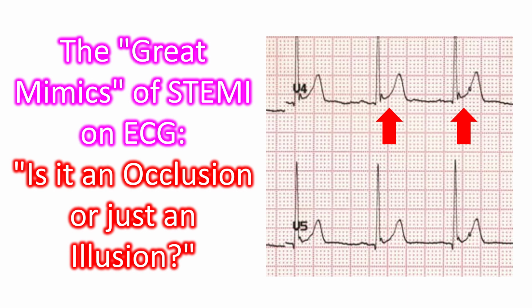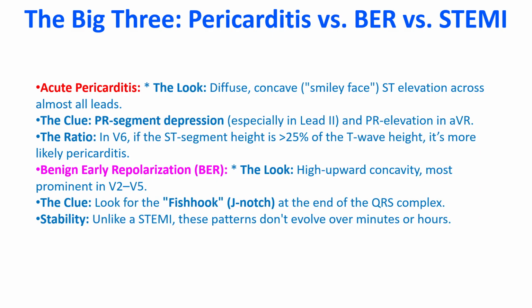Today we are decoding the great mimics. We are going beyond pattern recognition to true clinical reasoning. Acute pericarditis, benign early repolarization syndrome, and ST elevation myocardial infarction are the ones which cause diagnostic dilemma in the emergency room. In acute pericarditis, there is diffuse concave ST elevation across almost all leads.